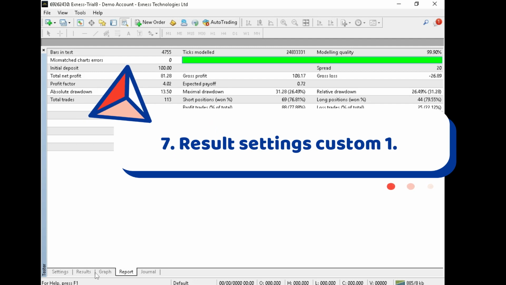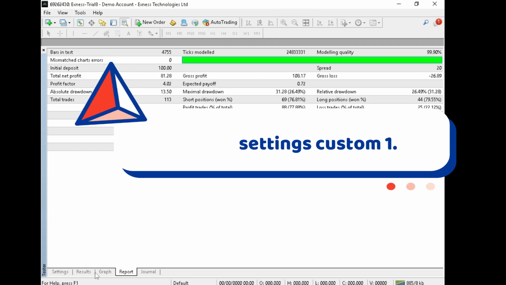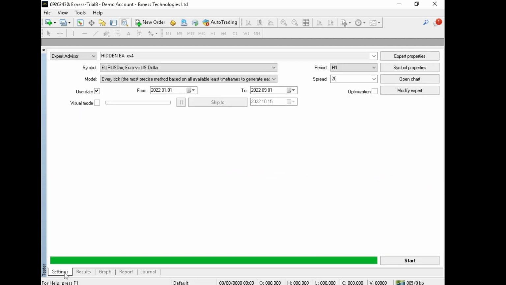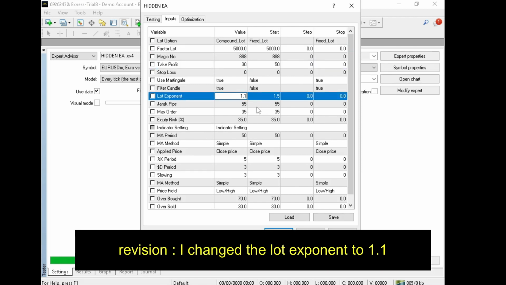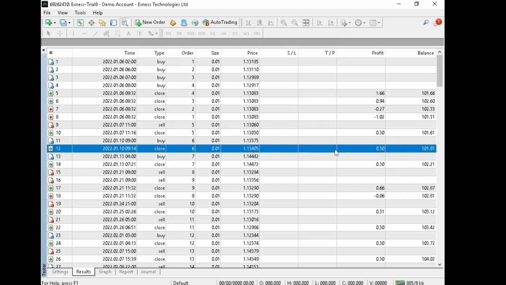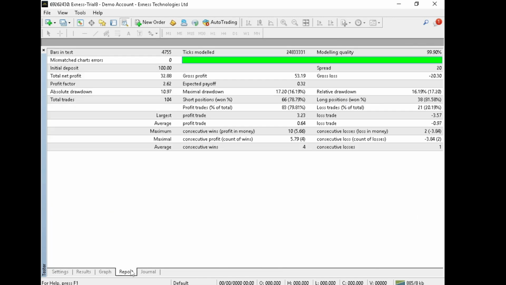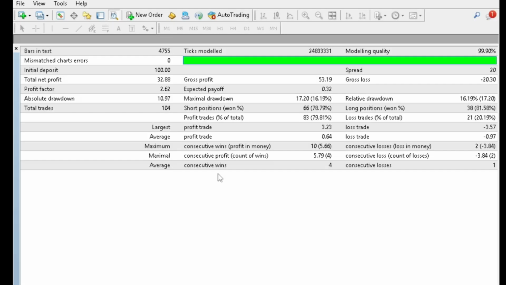7. Result of custom settings 1. With custom settings I will try to reduce the drawdown. The parameters that I changed were: my take profit was reduced to 30 points and I changed the lot exponent to 1.3. Okay, the drawdown that occurred from January 2022 to September 2022 is $17.20 or around 16.19%. And details of other backtest results. Please pay attention here.